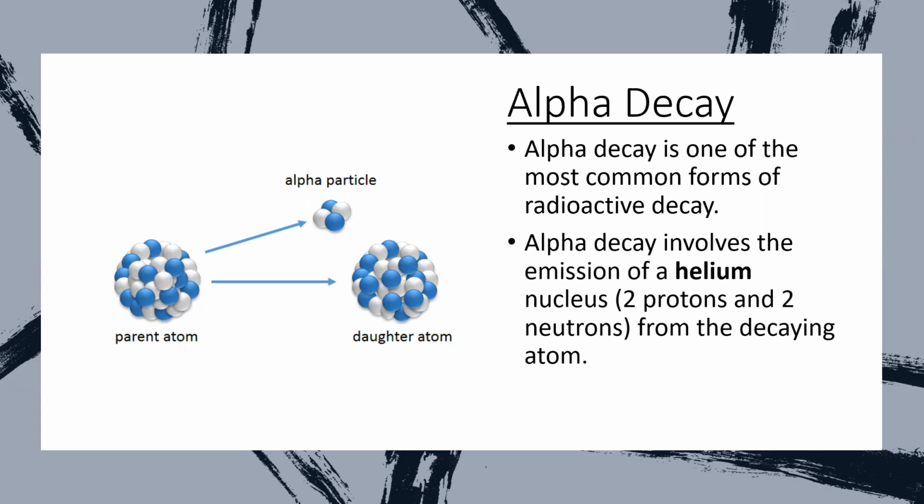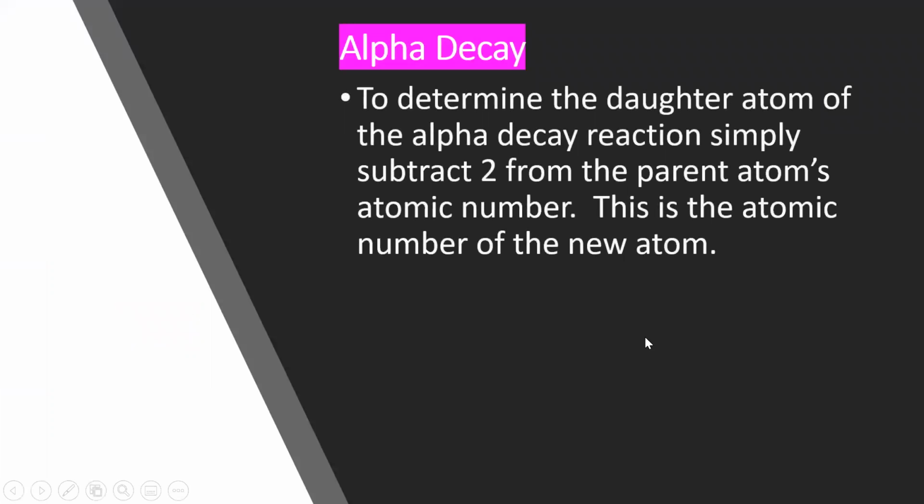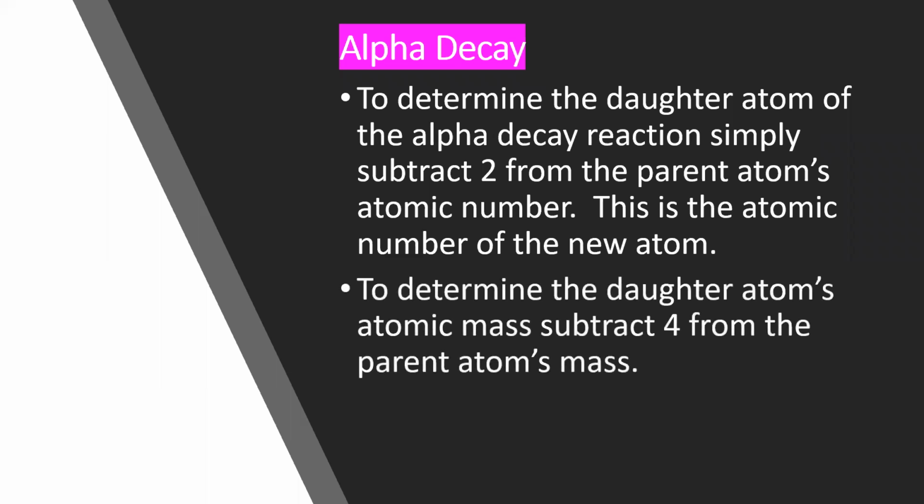How do we determine the daughter? To determine the daughter of the atom, simply subtract 2 from the parent's atomic number. This is the new atomic number. And subsequently, that's the identity of the new daughter atom. So to determine the daughter atom's atomic mass, you're going to subtract 4 from the parent's atomic mass.